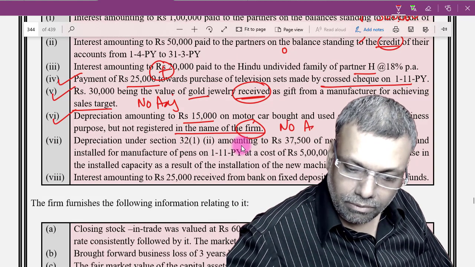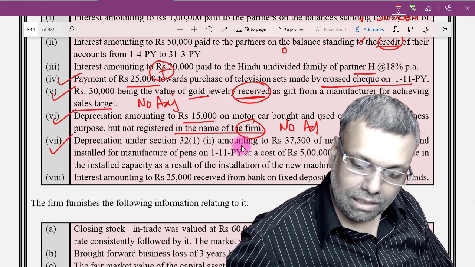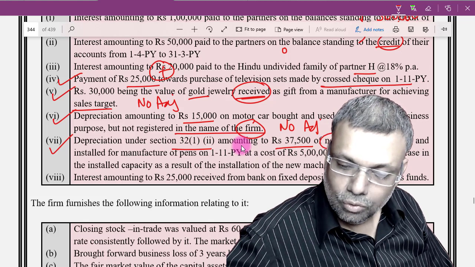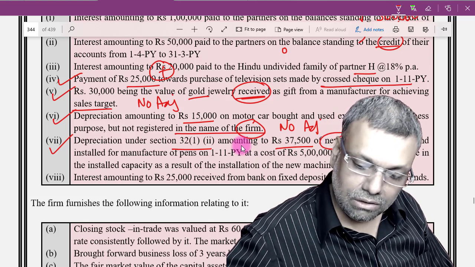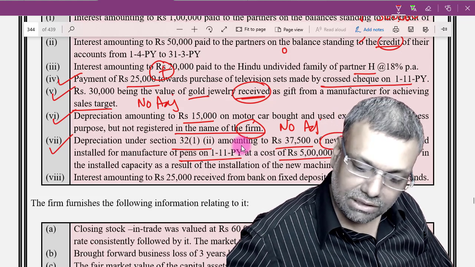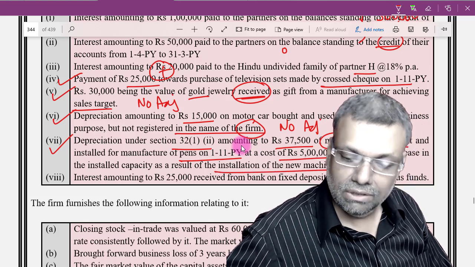Okay, right now no adjustment. Now next one, depreciation under 3212 amounting to 37,500 on the new machinery bought and installed to manufacture pens on 1st of November. Cost is 5 lakhs. There was no increase in the installed capacity as a result of installation of the new machinery.